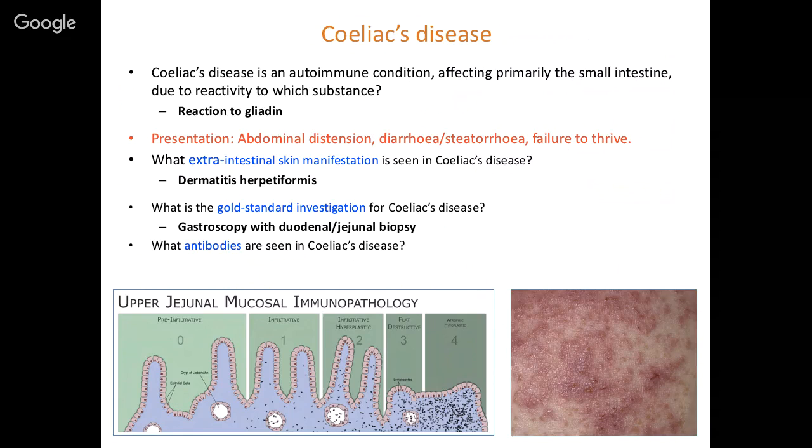And what antibodies are seen in celiac disease? Excellent. Anti-transglutaminase antibodies, there's a few other ones as well. Anti-transglutaminase are the best ones. So endomysial, is that what you mean? Yep. There's also reticulin and gliadin, which is the gluten protein. But anti-transglutaminase antibodies are the main ones.